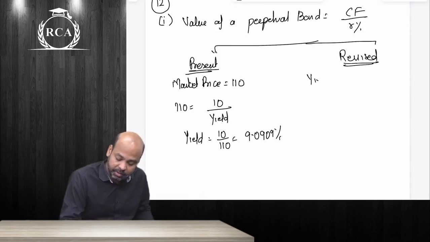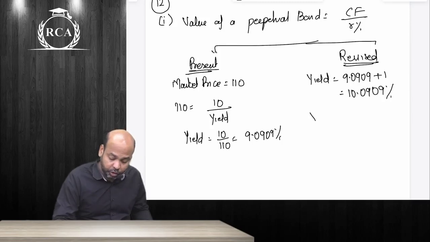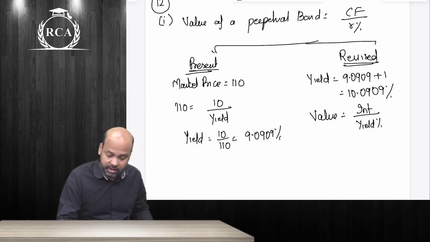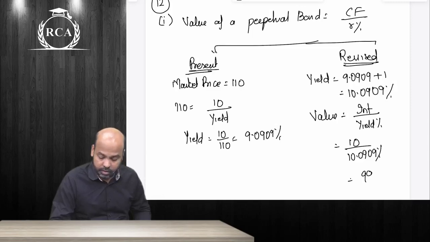Revised, beta. What is changing, guys? Yield. How much will be your yield, beta? It is expected to go up by 1%. So that will become 10.0909%. Cash flow will still remain at 10 rupees. It is still interest divided by whatever your yield percentage is, guys. So that will be 10 rupees divided by 10.0909%. How much will it become, beta? 99.09.